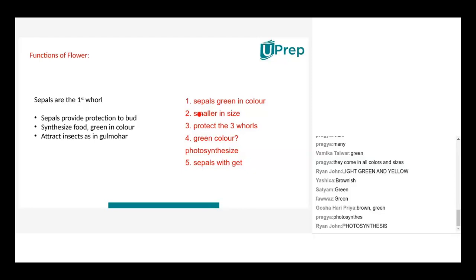fall down. Right? Ma'am, if the sepals fall down, then the other three whorls will not be protected. No, so that's what I'm saying. When the three whorls grow up, they develop, only after that the sepals fall off. The sepals will not fall off in the beginning. The sepals will be there till the remaining three whorls develop and bloom into flowers, grow into fruits, till the entire process is over. Till then the sepals will be there.